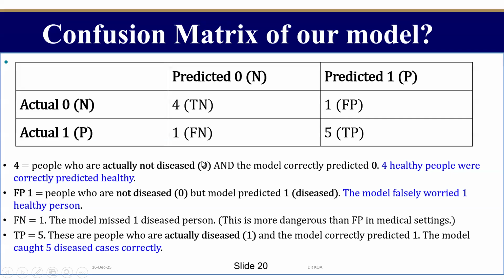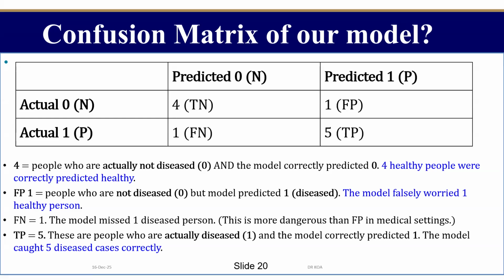Then you go to FP. Where's that? FP here, and that's 1. This is a person who is not diseased, you can see it there for the actual. Actual here is 0, they are not diseased. If they are diseased, they will be 1. They are not diseased, but the model predicted 1 for them. So it means that the model is saying that they are diseased.